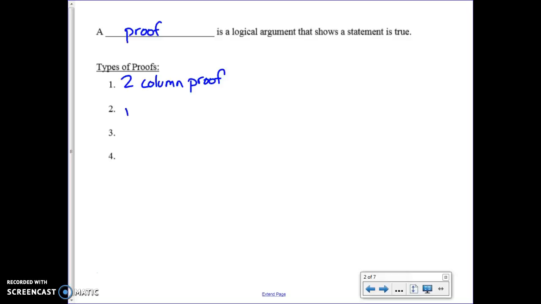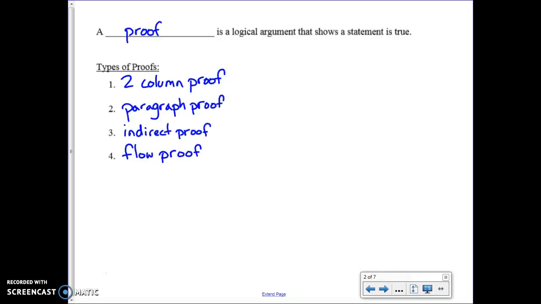There is a paragraph proof. You just basically write your argument in paragraph form. Then we have an indirect proof, and a flow proof. Your book has some good examples on these, and I would be happy to show you these in class. But we will only be dealing with the 2-column proof, very similar to the algebraic proofs that we started with.